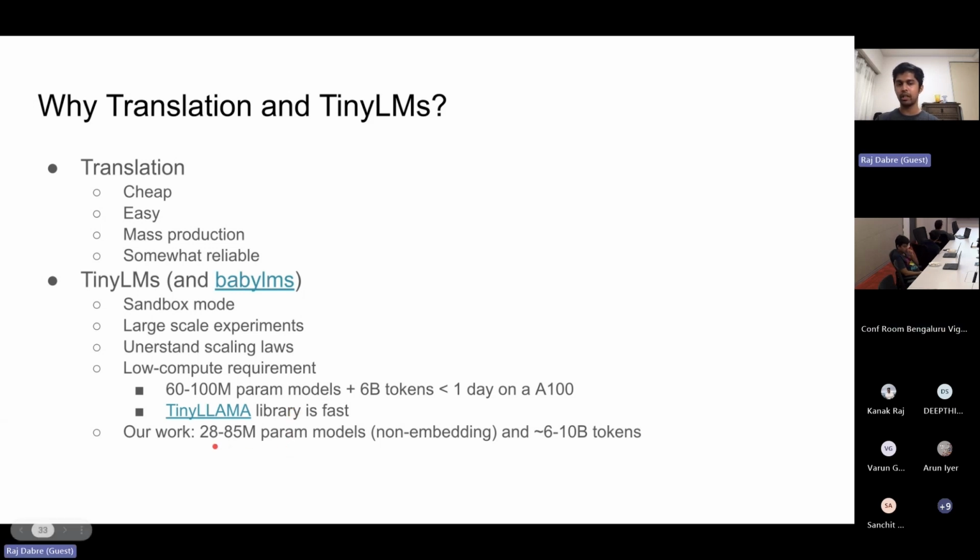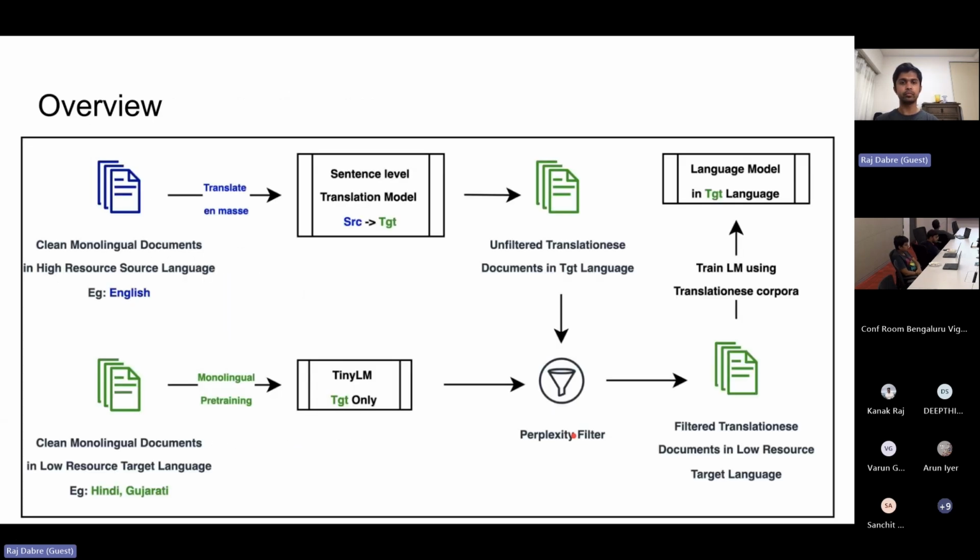In our work, we specifically focused on 28 to 85 million parameter models and around 6 to 10 billion tokens worth of training data. So the overview is very simple. You have clean monolingual documents in a high resource language, let's say English. You translate at mass, and you have something called unfiltered translationese documents in the target language. Now, we are not sure whether this unfiltered data is very reliable or not.